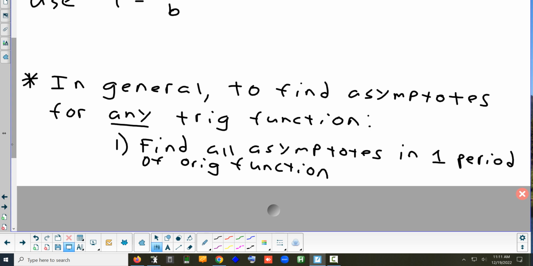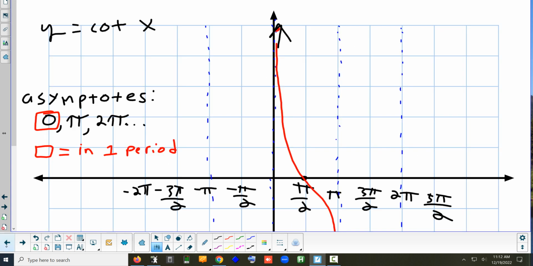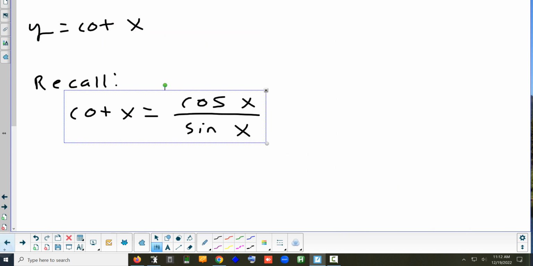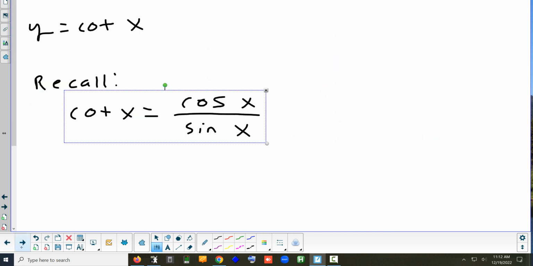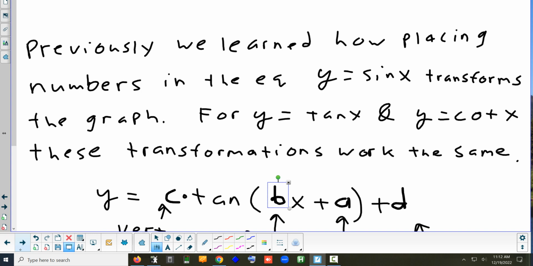The first step is to find all the asymptotes in one period of the original function. Now, for tangent and cotangent, how many asymptotes did we say that there are in one period? One. So, step one would basically mean knowing numbers like 0, pi, and 2 pi for cotangent. Or knowing pi over 2, 3 pi over 2, and 5 pi over 2 for tangent. Okay, it would just be knowing those numbers. Nothing you have to calculate.